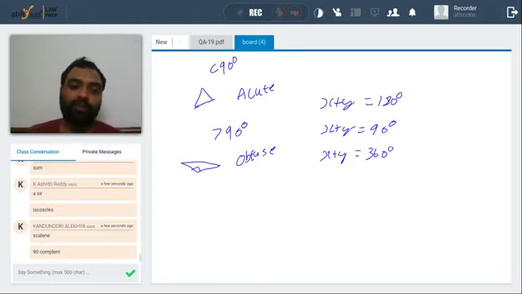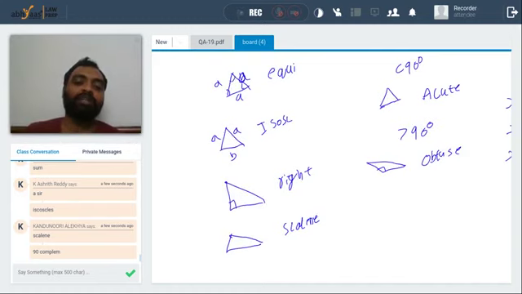Clear this one? First one, all sides are equal, equilateral. Two sides are equal, isosceles. No side is equal, it is scalene. One angle is 90 degrees, right angle triangle. All angles are less than 90 degrees, acute angle triangle. One angle greater than 90 degrees, it is obtuse angle triangle. Clear? Understood? In an equilateral triangle, since all sides are equal, all angles are also equal. If three angles are equal, 180 divided by 3 is 60 degrees. That means all angles have to be 60 degrees, not less, not more.